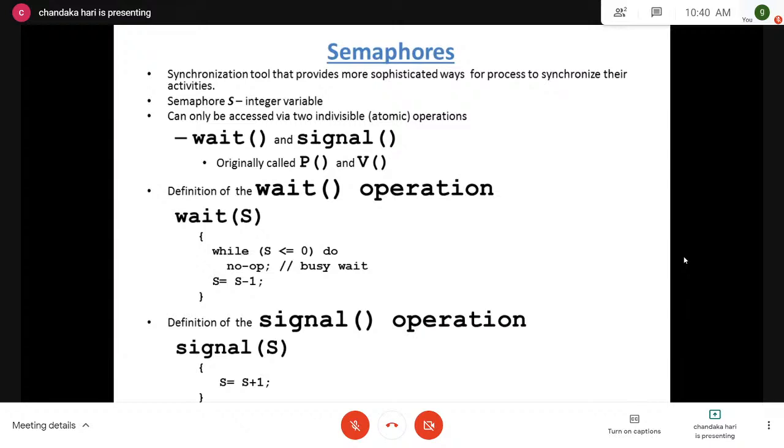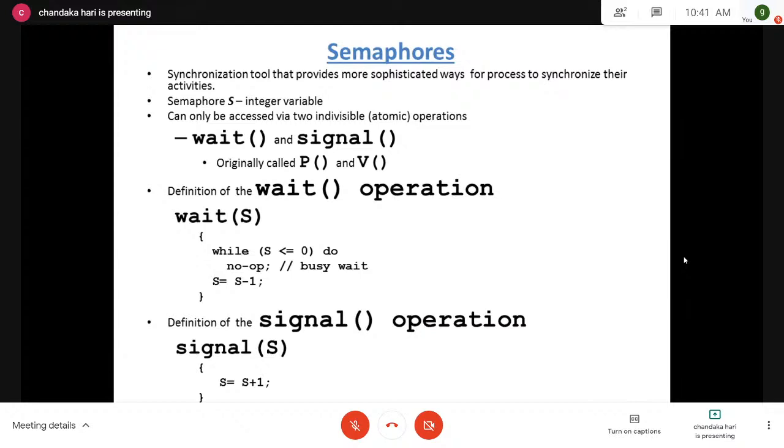Suppose it is equal to 1. It is not locked by anyone. Is 1 less than or equal to 0? No, the condition fails. Immediately, you enter the critical section by making S equal to S minus 1. Now 1 minus 1, the semaphore value becomes 0. If any other process tries to enter again, the semaphore value is 0, so that process is made to wait. So the simple logic is S equal to S minus 1.